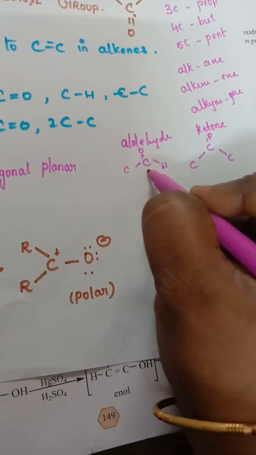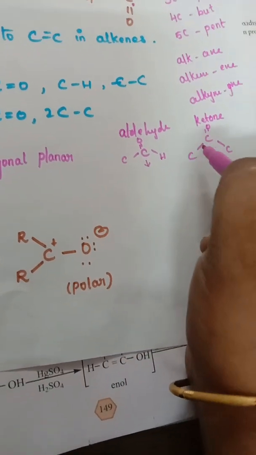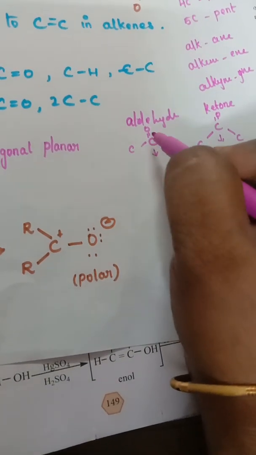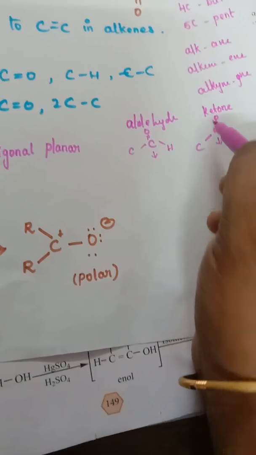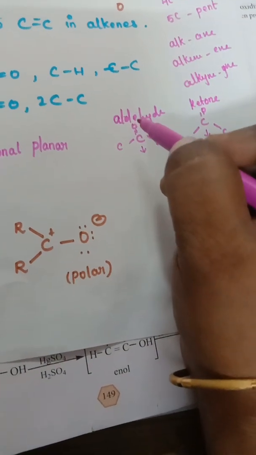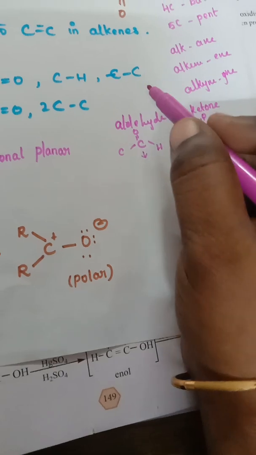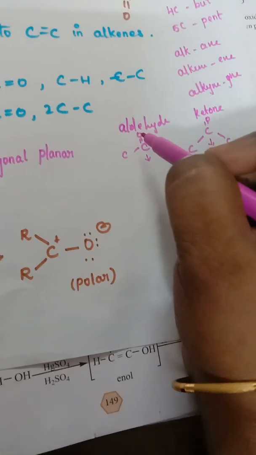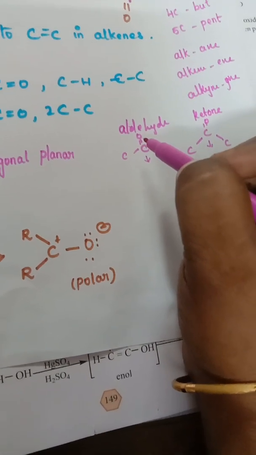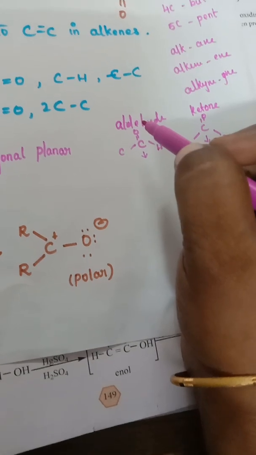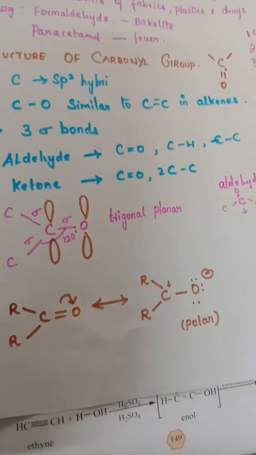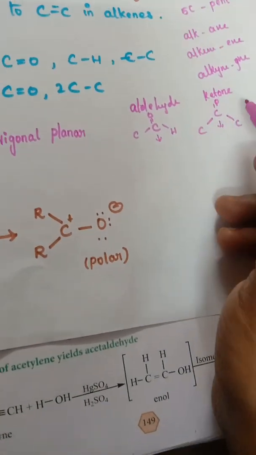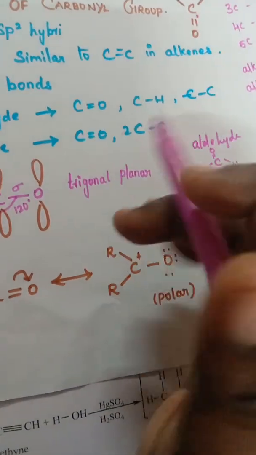So this carbon which is present in the middle is an sp2 hybridized carbon. Here the C double bond O is seen in both, this functional group. It is similar to the carbon double bond in alkenes. In alkenes you also have a double bond, but the double bond is between carbon and carbon. Here the double bond is between carbon and oxygen, but it is similar to the carbon double bond seen in alkenes. Okay, now this is the structure of aldehydes and ketones.